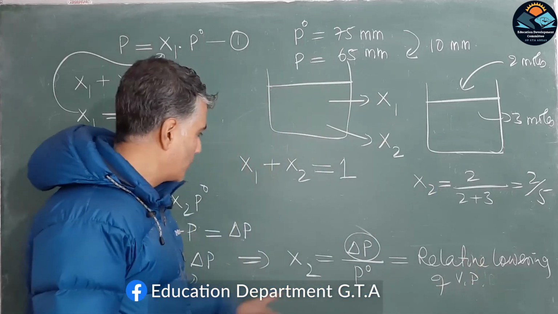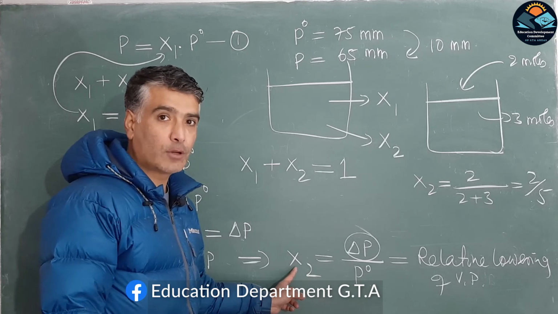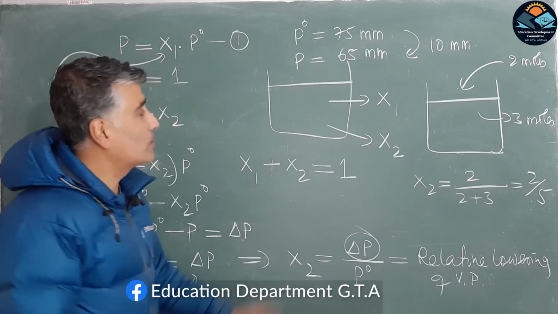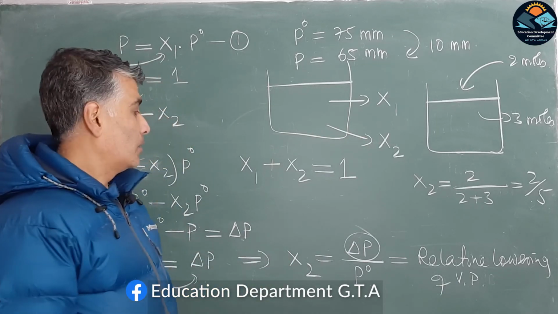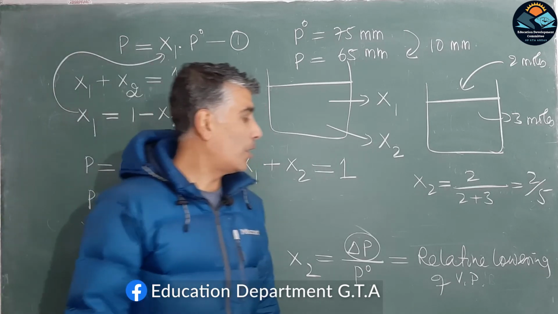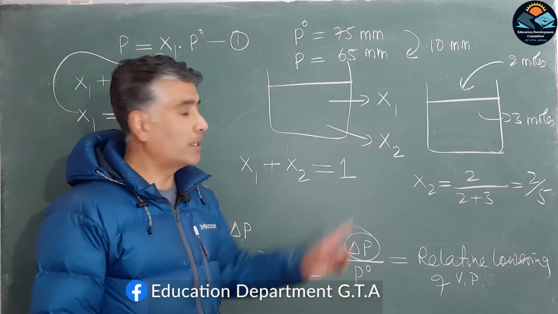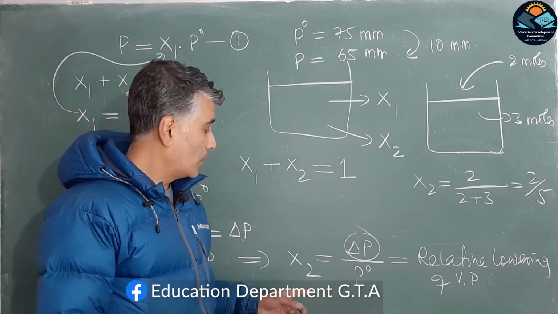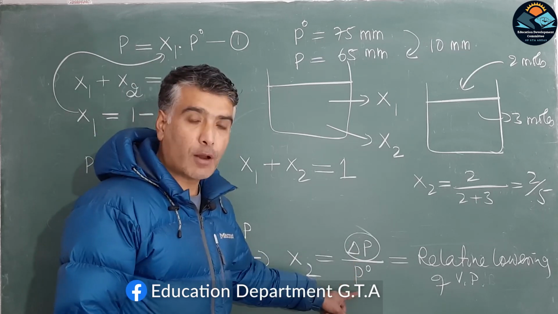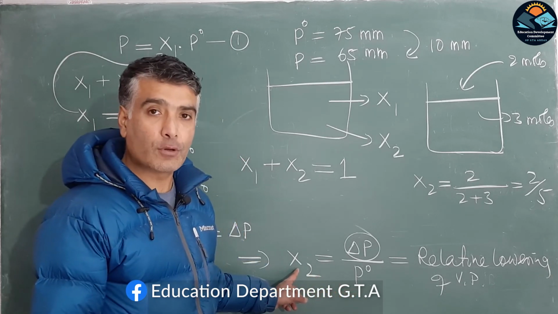You know why? Because relative lowering of vapor pressure of any liquid is directly equal to the mole fraction of the solute. And what's the mole fraction of the solute? 2 by 5. So this becomes the third Raoult's law, Raoult's law on relative lowering of vapor pressure. How do you state this law? Raoult's law on relative lowering of vapor pressure of a solution containing non-volatile, non-electrolyte solute states that the relative lowering of vapor pressure of any liquid in its solution is numerically equal to the mole fraction of the solute.